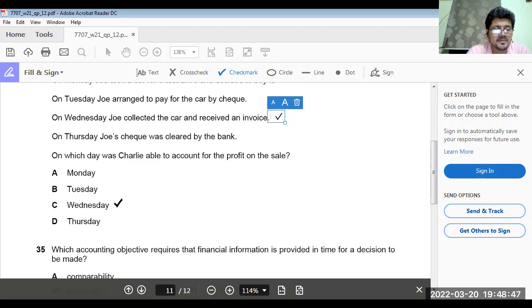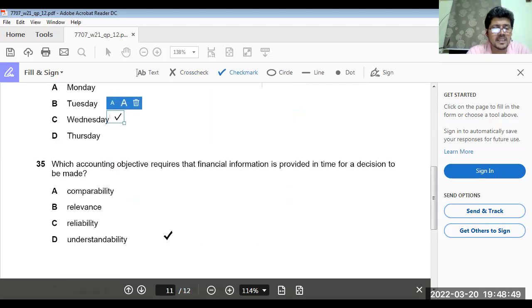Yes, friends. Okay. Which accounting objective requires that financial information is provided in time for a decision to be made? Now see: comparability, relevance, reliability, understandability. Where does time come? Only timely information is relevant. Are you getting my point here? When the information is coming after the critical time, it's useless. So time is included in relevance. Getting my point here? Okay.